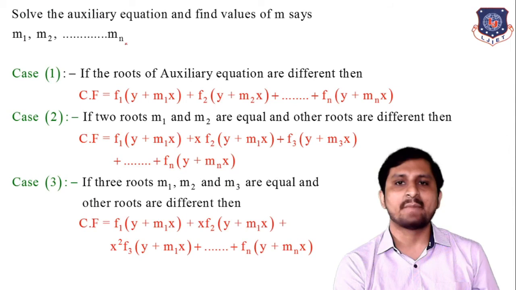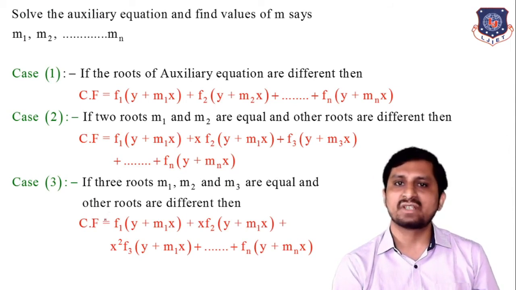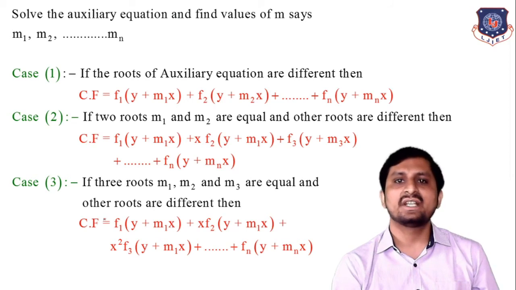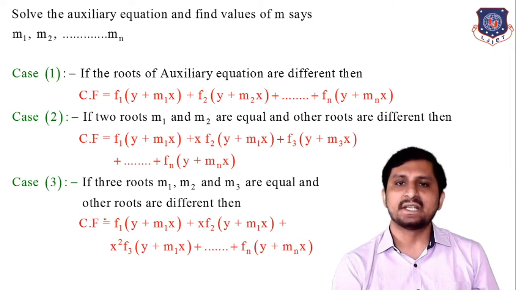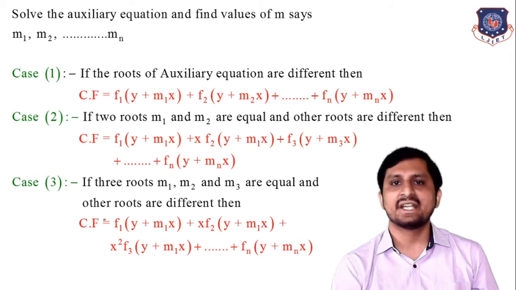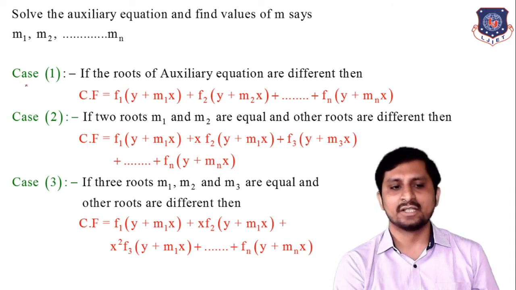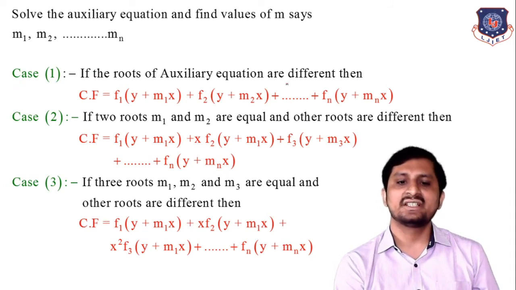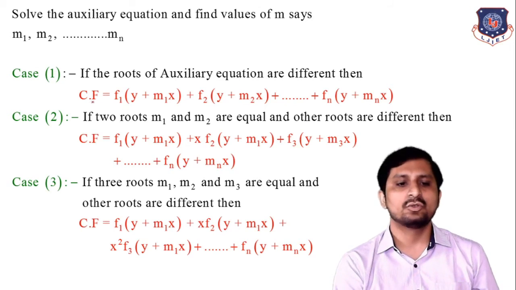Suppose your equation has degree 2, then you have only 2 roots, m1 and m2. Suppose you have degree 3, then m1, m2, m3. So in general, if the equation has degree n, we have m1, m2 up to mn. Now case 1: if the roots of the auxiliary equation are different, that means all the roots m1, m2 up to mn are different, you have to follow this rule.